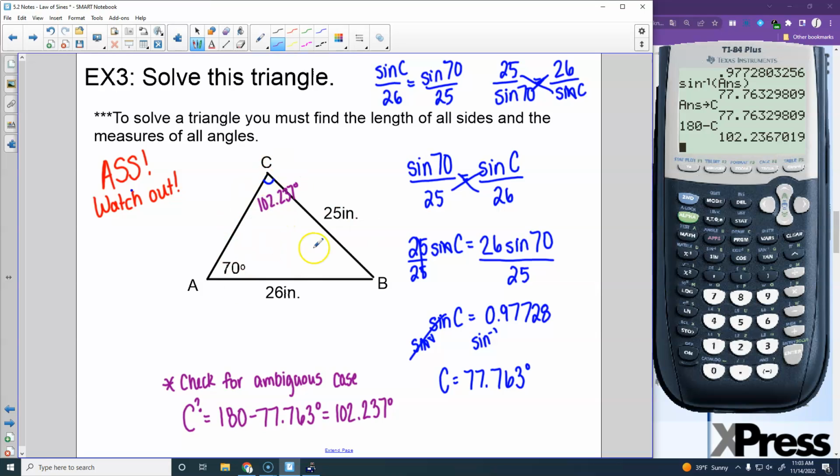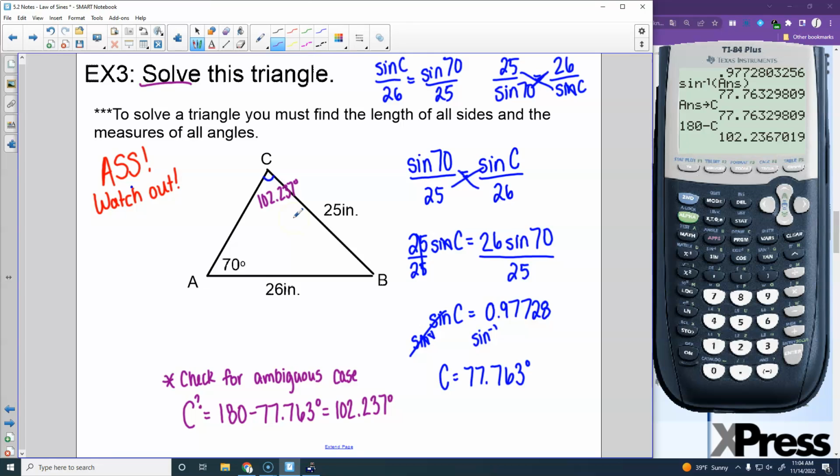So whenever we look at this, we have two possible answers, which means if they ask you to solve the triangle, you've got to do it twice, which is why I hate these problems, because we actually have to find one set of answers, then go back and do it again with the other possible answer. So this is always tragic whenever this happens.